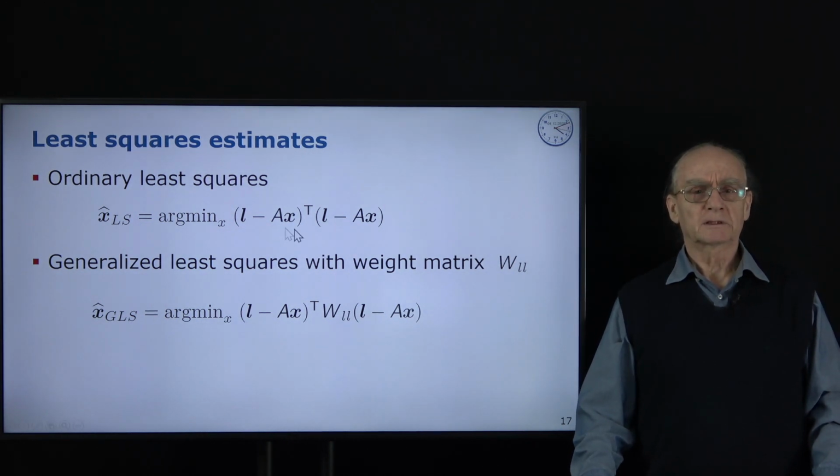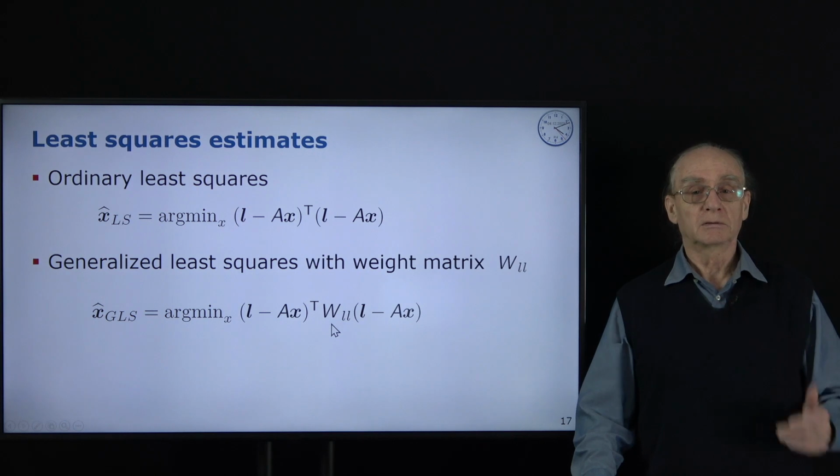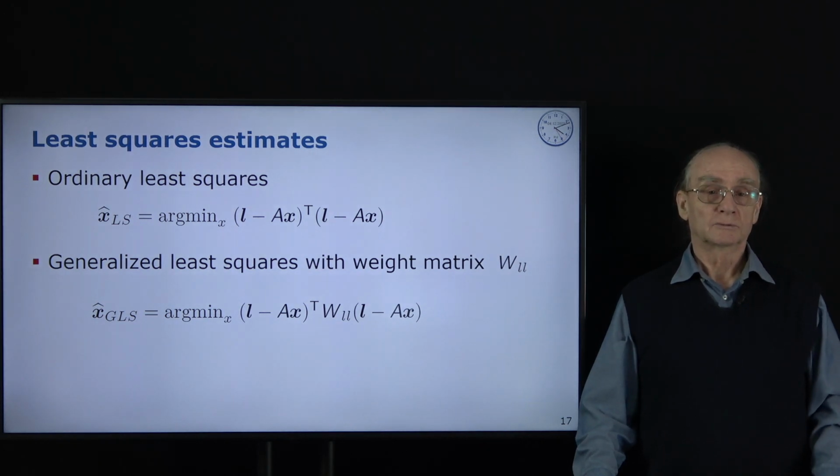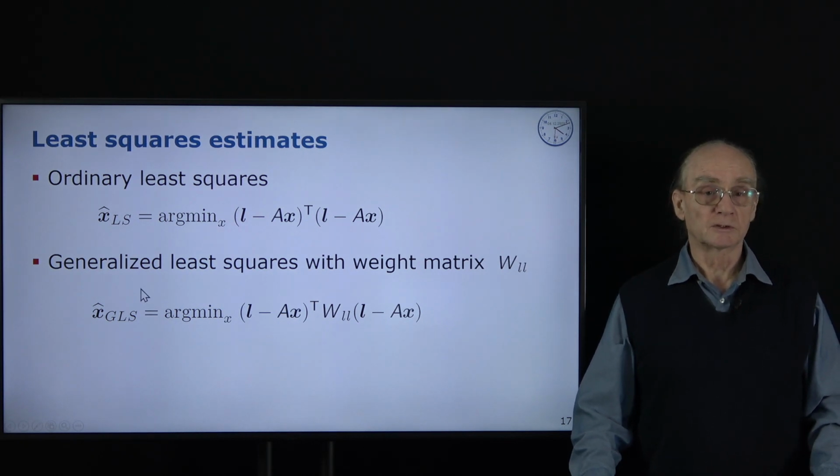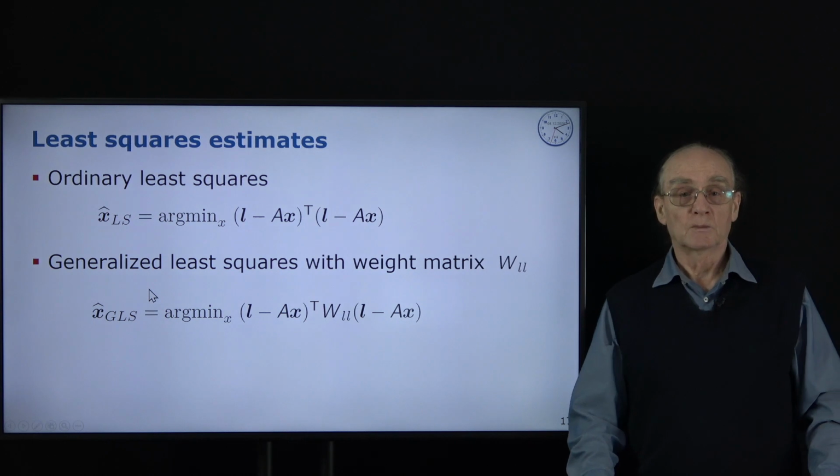Sometimes people say, okay, we put some weights in here. So we weight each individual residual and we have a weighted least squares. Sometimes people say this is a generalized least squares with some weight matrix.